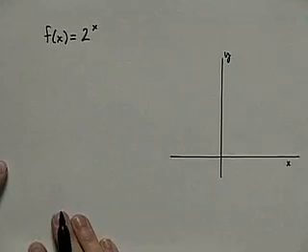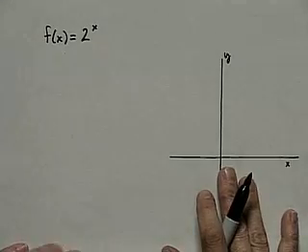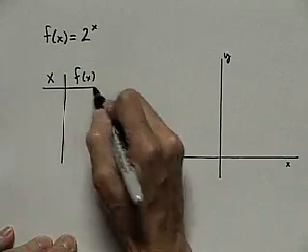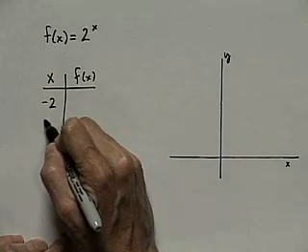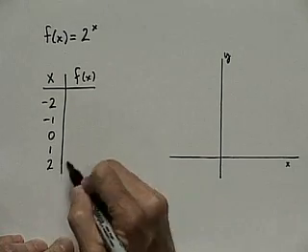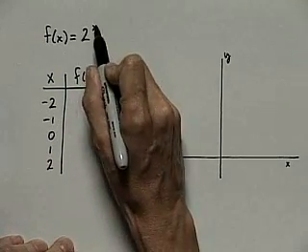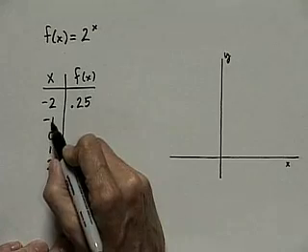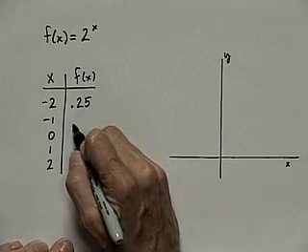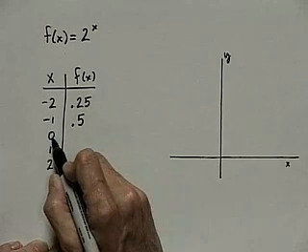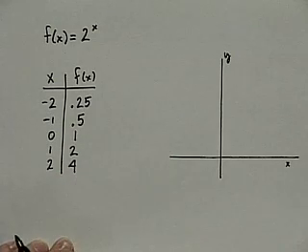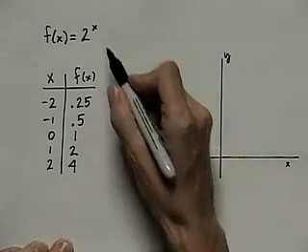Well, let's put all this discussion into a function. Let's look at the function f of x equals 2 to the x and make a graph of it by hand. In order to make a graph by hand, I'm going to come up with a table of values and plot some points. For x, I want to use the numbers -2, -1, 0, 1, and 2. If x is -2, I need to find 2 to the -2, which is 1/4, or 0.25. If x is -1, this is 2 to the -1, which is 1/2, or 0.5. 2 to the 0 is 1. 2 to the 1 is 2. 2 squared is 4.